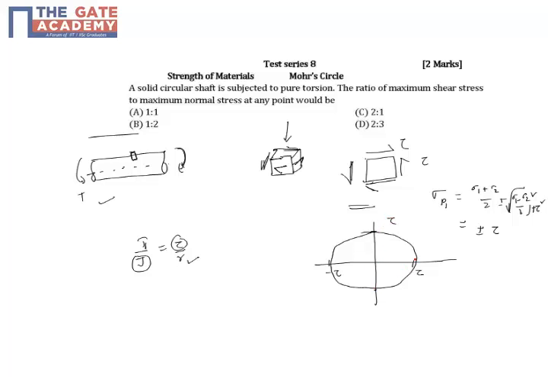So the maximum normal stress is nothing but the principal stress, which is tau. We got that. You don't need a Mohr circle to plot it, you can just use the formula also. And the maximum shear stress is the radius, which is again tau. So max shear stress is tau, max normal stress is tau, and therefore the ratio is 1:1. So the answer is A. This is again a very simple problem. Answer is A. Thank you.